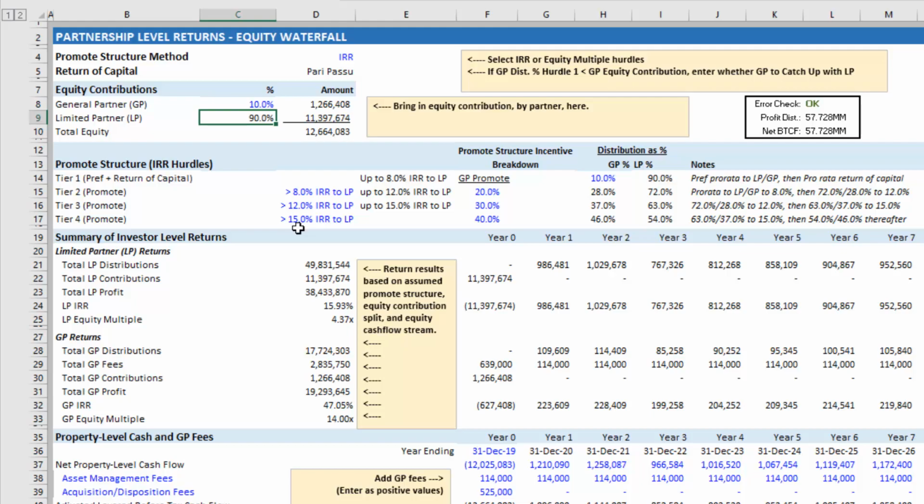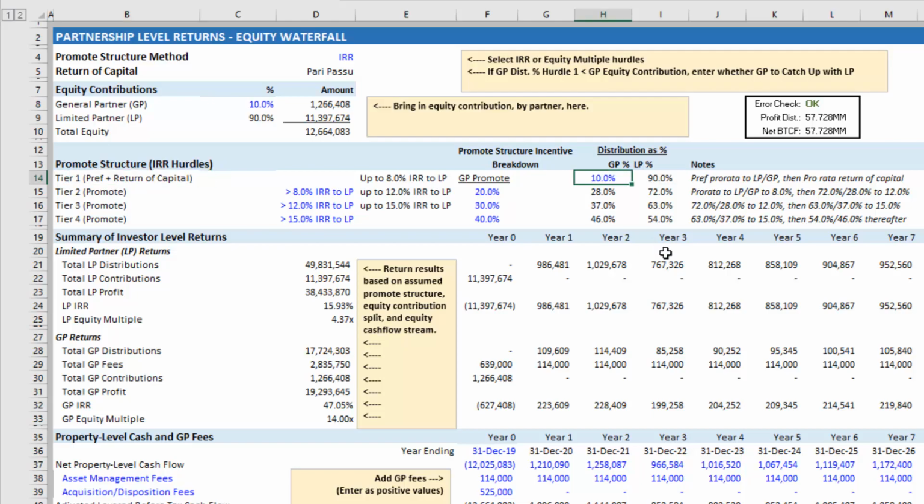Once we've edited the contributions, we're going to build out our promote structure. And this is a four-tier waterfall model. So your first tier, preferred return plus return of capital. And then each subsequent tier is the promote tiers where the GP earns a disproportionate share of the distributable cash in those tiers. So we start with tier one.